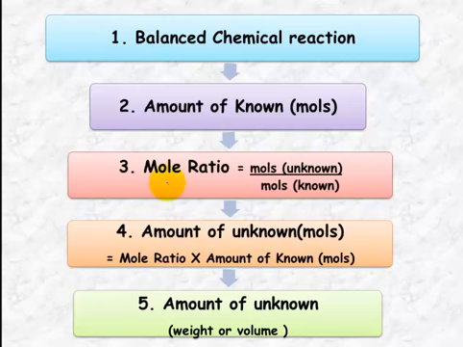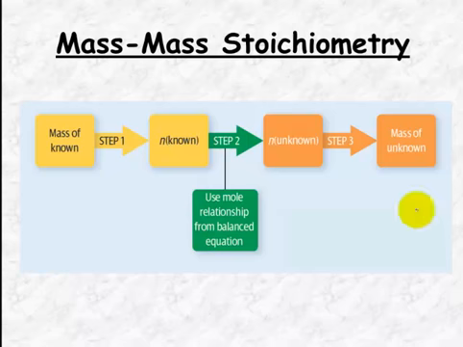Fourth step here is the amount of unknown moles. So work out that from your mole ratio. And then the last step here is to find out the amount of unknown, which can either be weight or volume. But let's have a look at some examples. So this is mass to mass stoichiometry. We know the mass of one substance and we're going to work out the mass of another substance. So the first step is to take the mass of the known that you'll be given and change that into moles. Once you've got the moles of that, you use your mole ratio relationship. You can work out the number of moles of the unknown. Once you've got the number of moles, you can work out the mass.